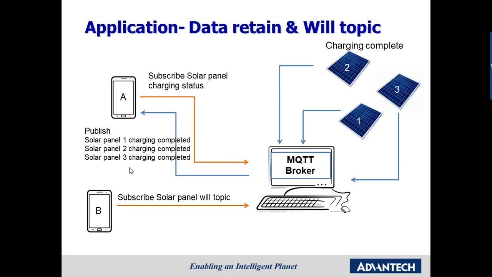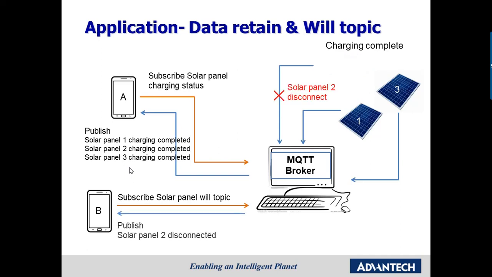Besides the data return function of MQTT, the user can also subscribe to the will topic of the solar panel to monitor its status. For example, if solar panel 2 disconnects unexpectedly, the user will receive the solar panel 2 disconnect message from the broker. This is really helpful and useful for customers in a monitor and control system.